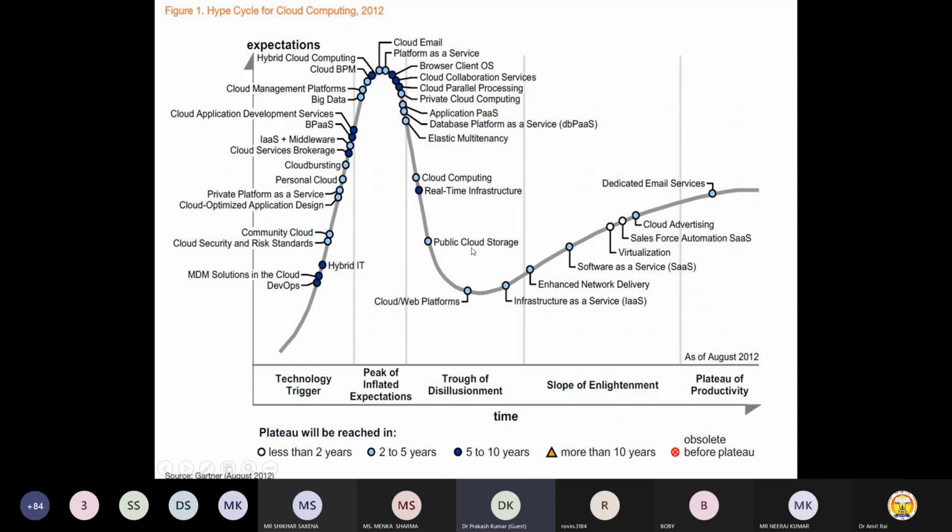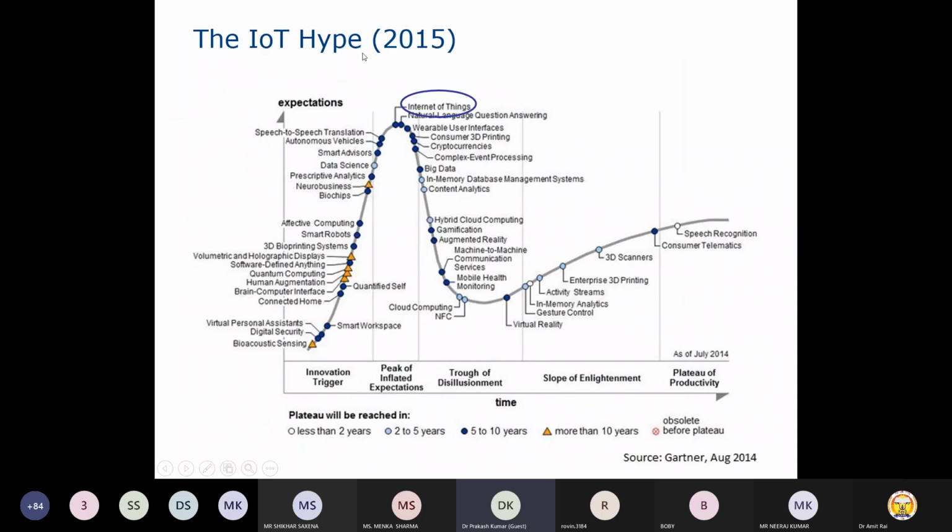We got connected to you people. That's how this research by Gartner predicts, and that is how the world moves on. So this is the cloud computing trend for 2012. Similarly, for IoT also, the hype cycle is for 2015. It is somewhat like this, say big data, then 3D scanners, etc. IoT is over here.